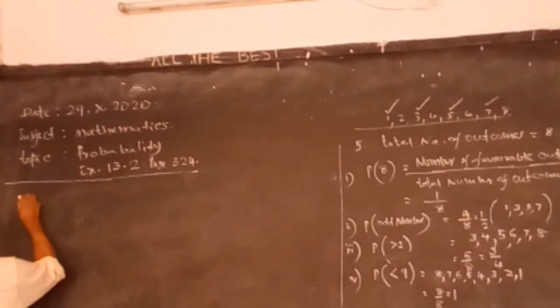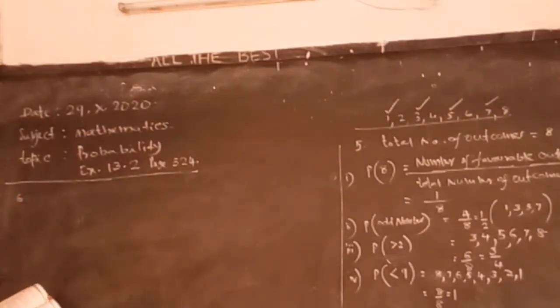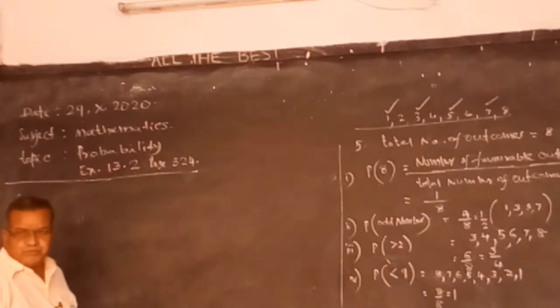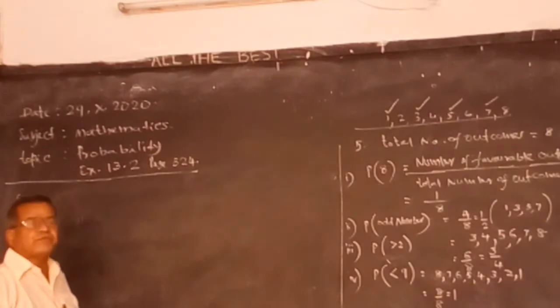Sixth problem. One card is selected from a well-shuffled deck of cards, 52 cards. Find the probability of getting a king of red color. This is the problem about cards. Deck of cards, there are total number of cards are 52.